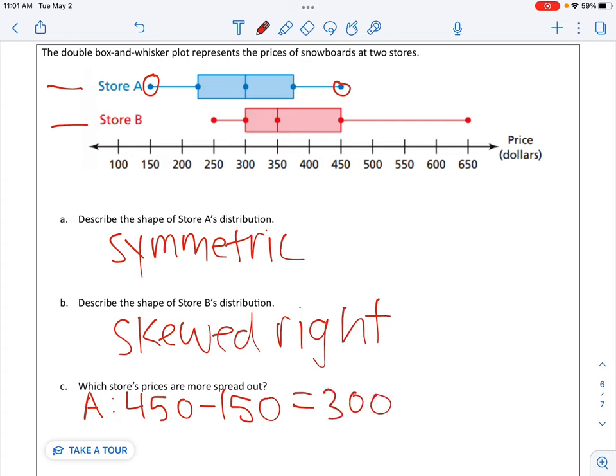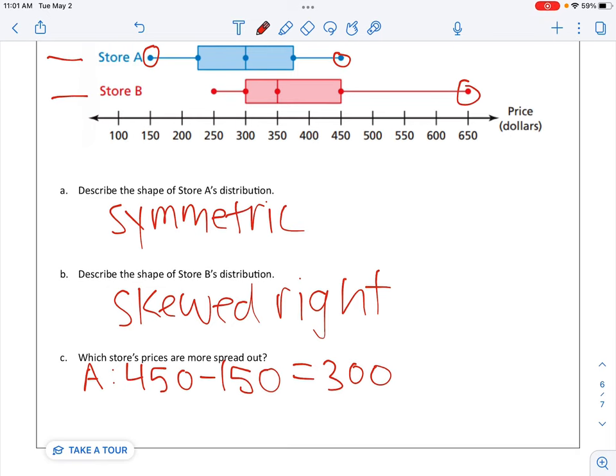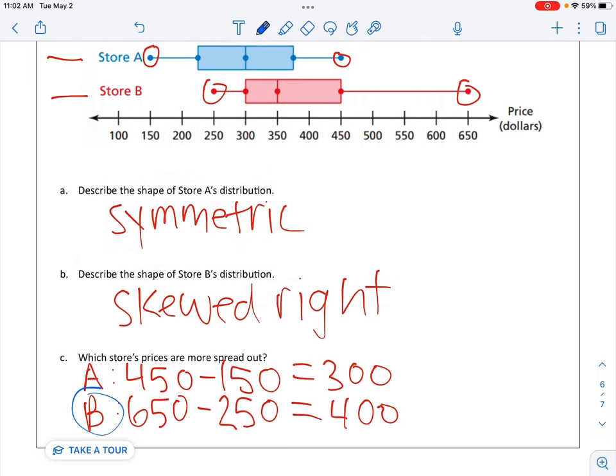And then we have store B, which is 650 minus 250. So 650 minus 250, which equals 400. So that means store B's prices are more spread out because they have a $400 difference from the lowest price to the biggest price. All right.